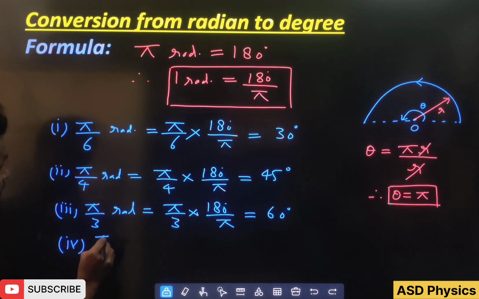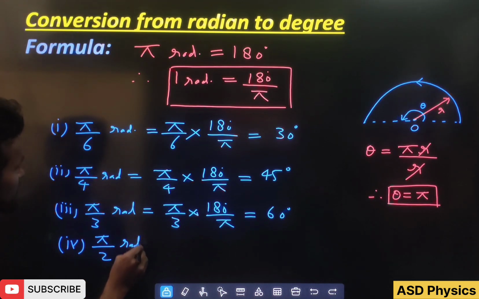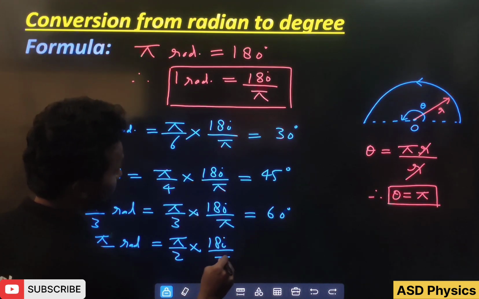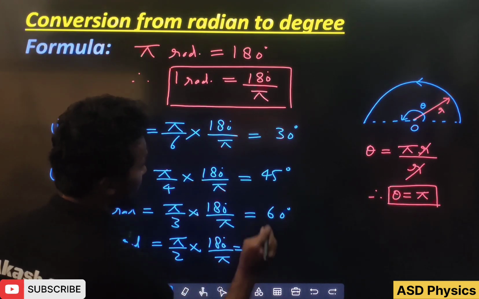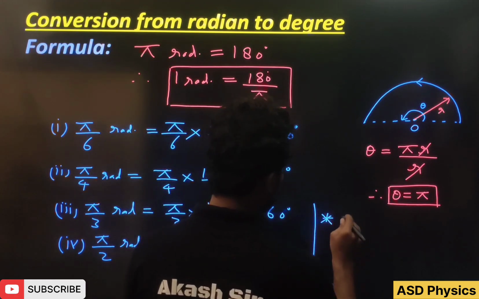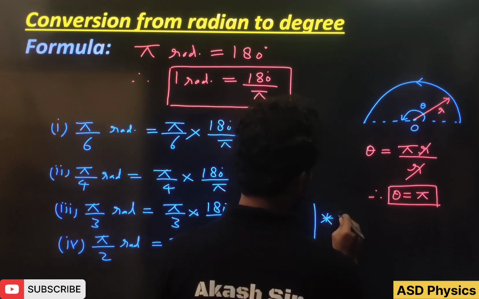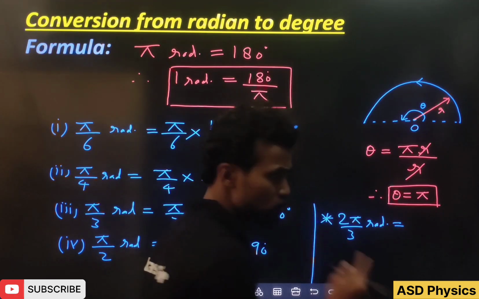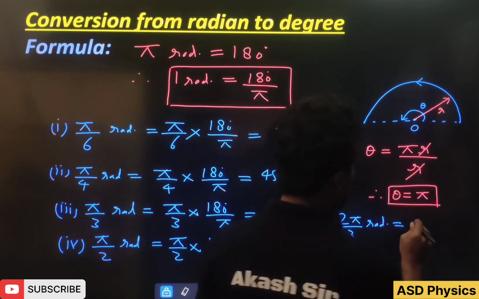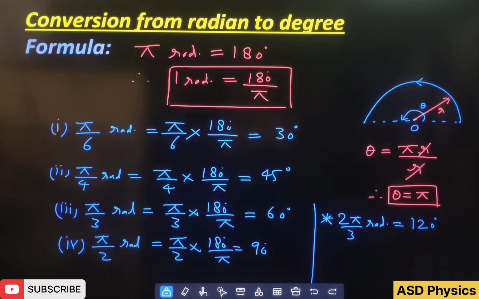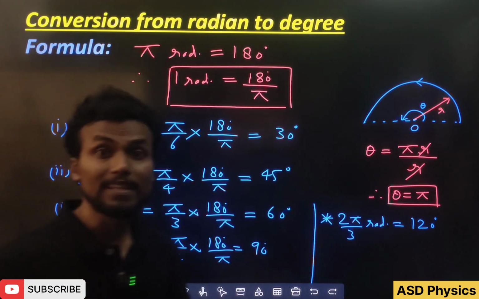Next one, students, if I write pi by 2 radian, pi by 2 into 180 degree by pi, and how much is coming? 90 degree. All these angles are important, and I will tell you one more thing, this is also very important. Let's take 2 pi by 3 radian. Directly we can write 2 by 3 into 180 by pi, and when we solve, it will come 120 degree. So these standard angles in radian and in degree form, you have to just remember.